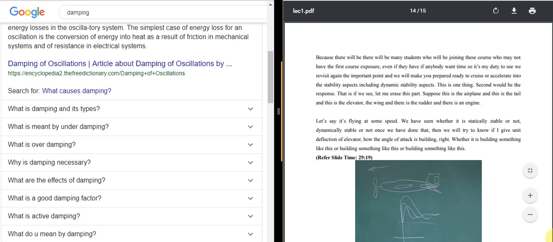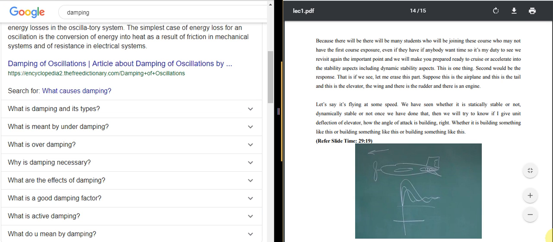Let's say it's flying at some speed. We have seen whether it is statically stable or not, dynamically stable or not. Once we have done that, then we will try to know, if I give a unit deflection of the elevator, how the angle of attack is building, whether it is building something like this or something like this.